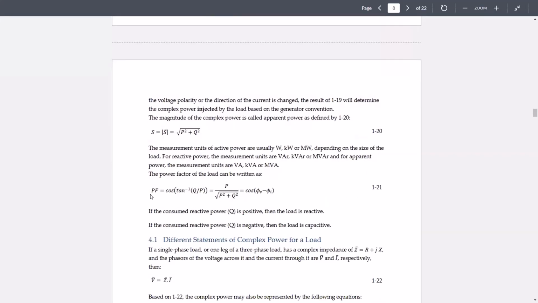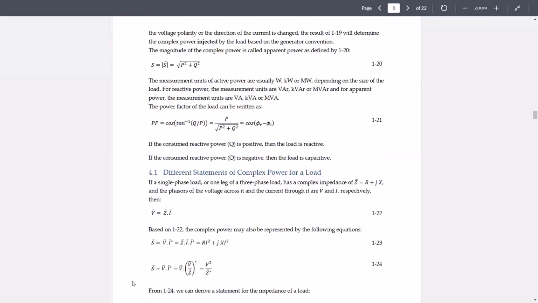Another representation for power factor would be the cosine of the arctangent of Q over P. So if you have an element that you have its reactive power and its active power, go get the arctangent of Q over P, and then that becomes your phi. The cosine of the arctangent of Q over P becomes your phi value, and then the cosine of phi becomes the power factor, which is also equal to P over square root of P squared plus Q squared.